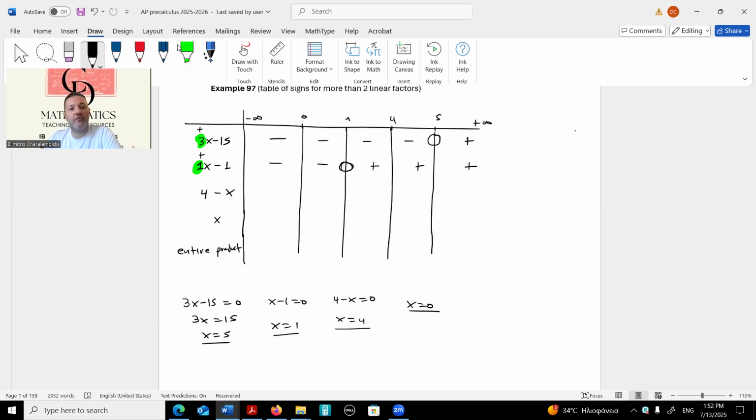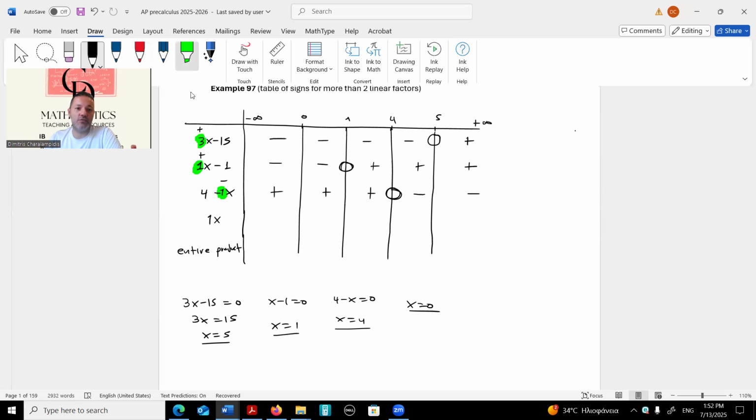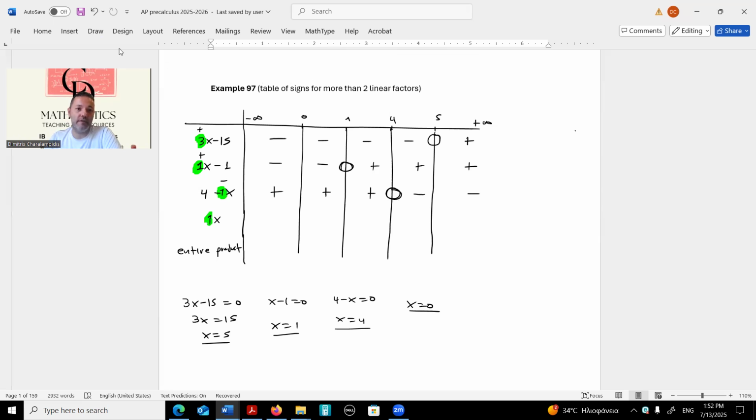4 minus x, the coefficient of x here is negative 1. It is negative. 4 minus x gets to be 0 when x is 4. At the right, it should still be negative, and at the left, positive. X, the coefficient of x is assumed to be 1. It's positive. X gets to be 0 at 0. So at the right of that, positive, positive, positive, positive, and at the left, negative.